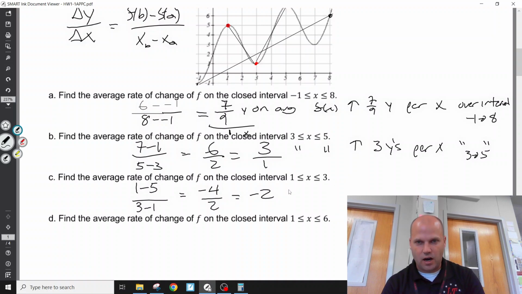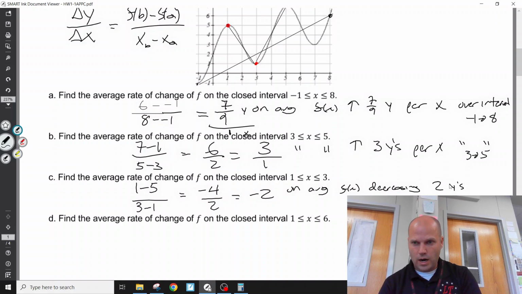So let me just write that. On average, my function f of x is decreasing. You can use an arrow for shorthand. 2 y's per x over the interval 1 to 3.